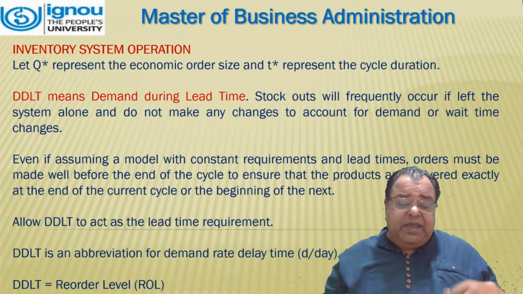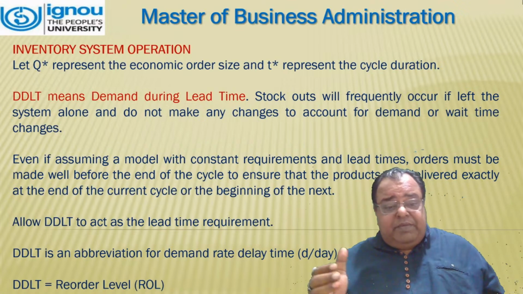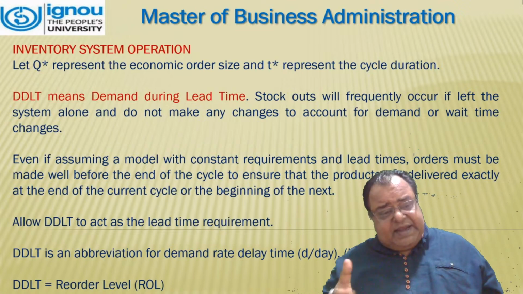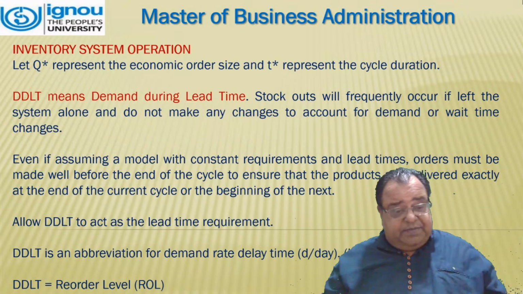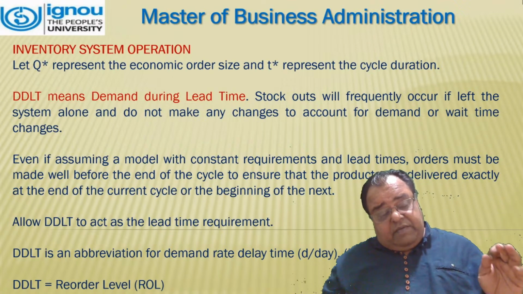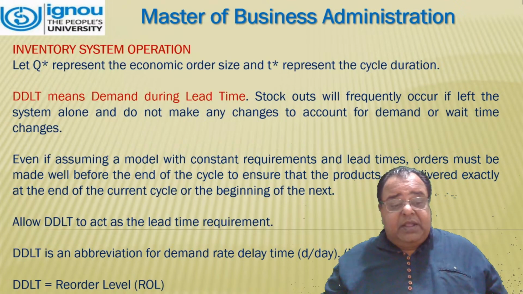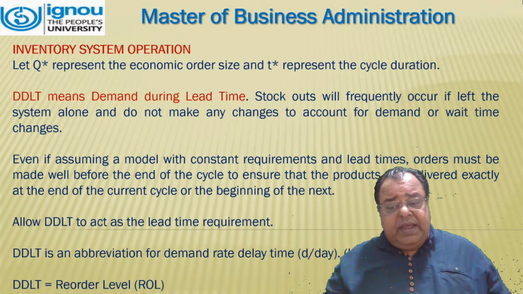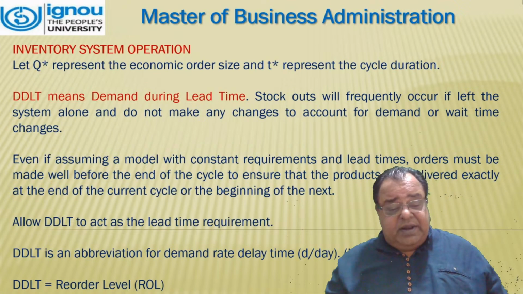Even if assuming a model with constant requirements and lead times, orders must be made well before the end of the cycle to ensure that the products are delivered exactly at the end of the current cycle or the beginning of the next. Now, we allow DDLT to act as the lead time requirement. So DDLT is basically D, demand per day, times LT, the lead time in days. So DDLT will be equal to the reorder level, that is ROL.